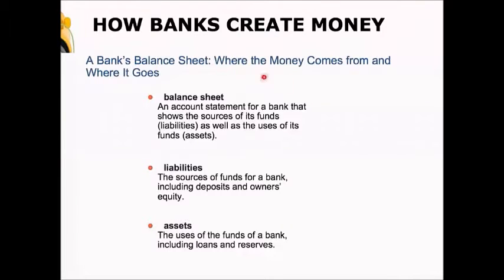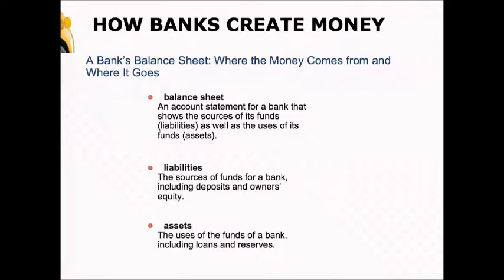Well, first, let's look at a bank's balance sheet. A balance sheet is the way a bank keeps track of its sources of funds and its uses of funds. There are liabilities. Liabilities for a bank are the sources of its funds. When you deposit money in a bank, your deposit is owed to you, so it's an asset for you. But for a bank, it's a liability. Those are the sources of a bank's funds, either deposits or owner's equity.